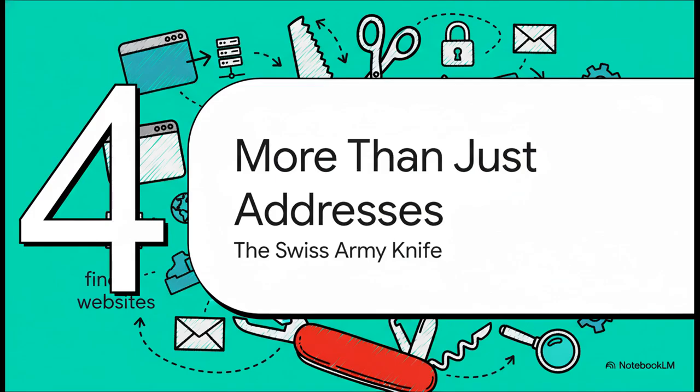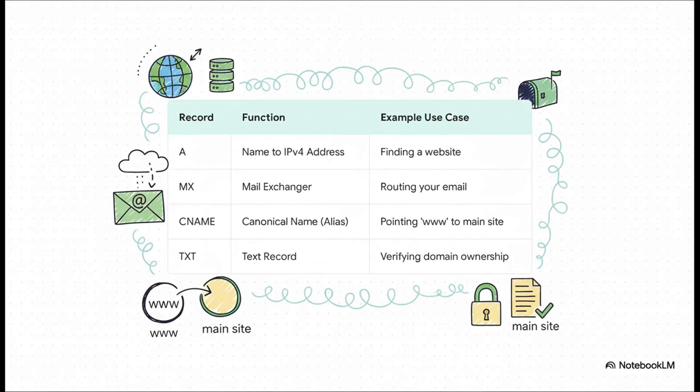But mapping names to IP addresses, that's really just the beginning. DNS is more like the Swiss Army knife of the internet. It handles way more than you might think. So that A record, that's the one we've been talking about, the one that links a name to an IP address. But look at these others.